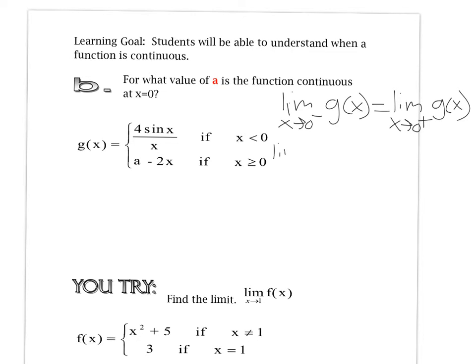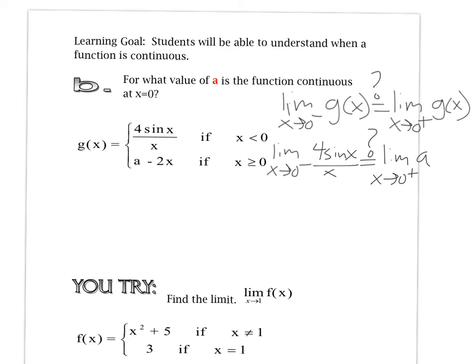And so we have the limit as x approaches 0. What is to the left of 0? Well, it's when x is less than 0, so it's this guy. So it's 4 sine x over x. And again, we're just kind of asking, does that equal the limit as x approaches 0 from the right? And now, on the right of g of x, that's when x is greater than or equal to 0.